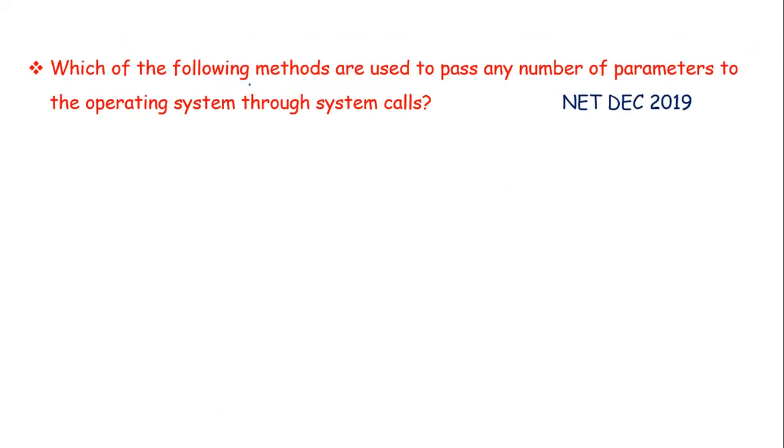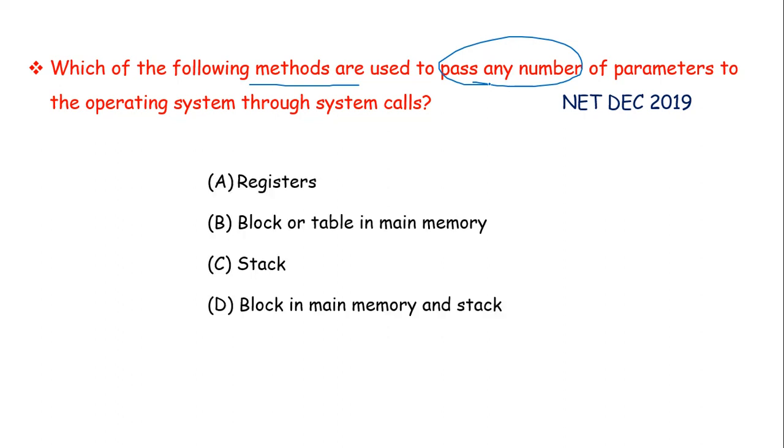Next question is: which of the following methods are used to pass any number of parameters to the operating system through system calls? Options are registers, block or table in main memory, stack, block in main memory, and stack. Now there are three main methods to pass parameters to the operating system through system calls. First is to pass the parameters in registers. They may prove insufficient when there are more parameters than registers. So using registers, we cannot pass any number of parameters.